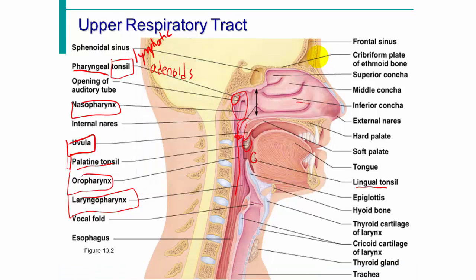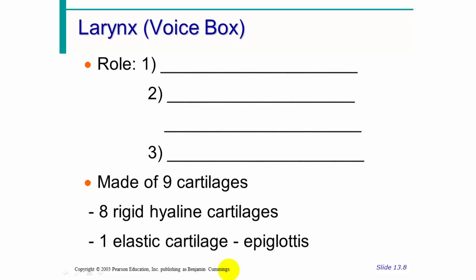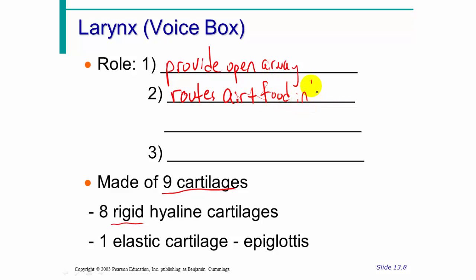into the larynx. So the larynx is actually this area right here, the larynx. Okay, so the larynx is also called the voice box, and it has three roles. The first role is to provide an open airway. That means that when you breathe in and out, there are tremendous pressures created within the air passageways. Because the larynx is made of 9 cartilages, 8 of them which are very rigid, it holds that airway open. The next thing that the larynx does is it routes air and food into the proper channels. So air gets routed into the trachea, food into the esophagus.